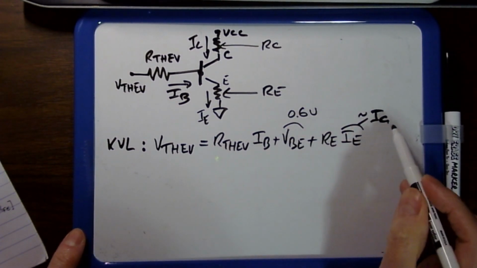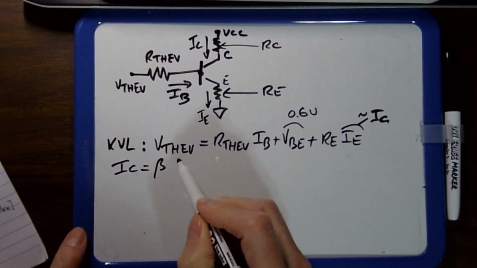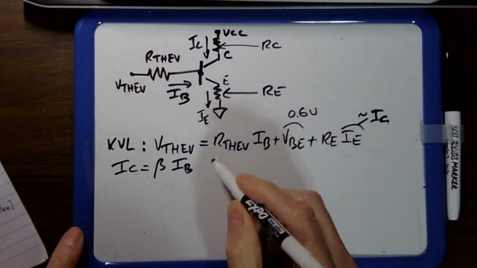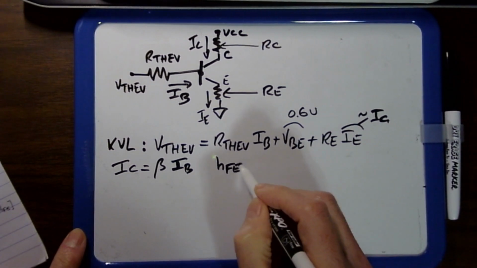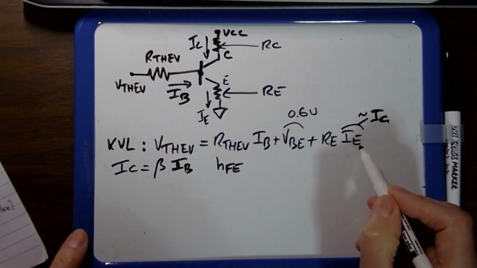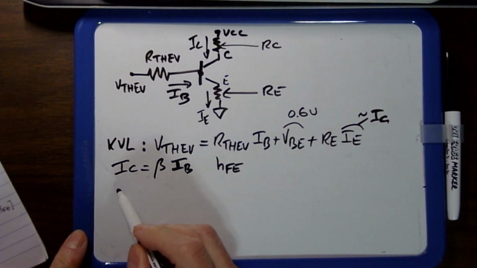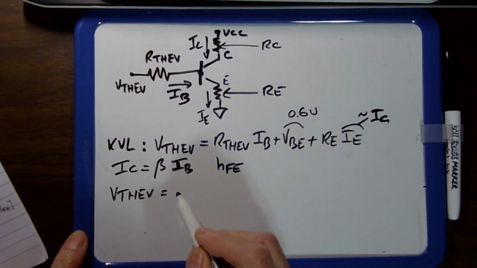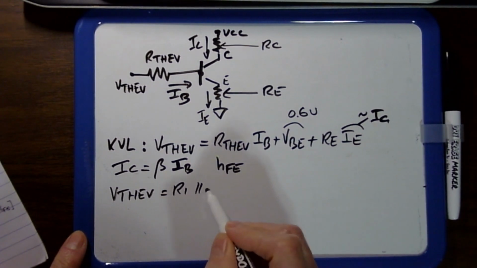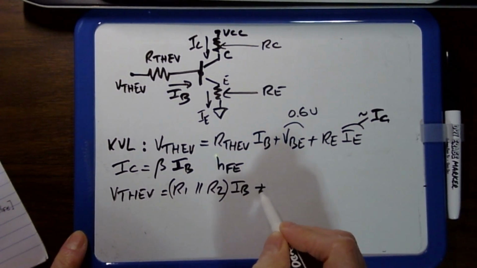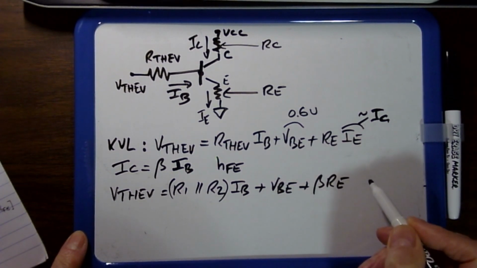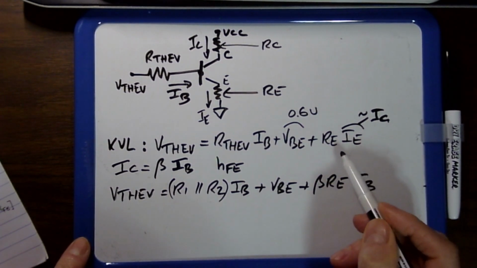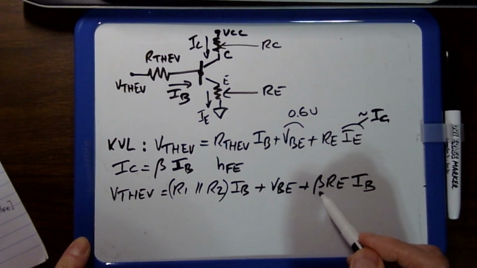So IE equals IC, and IC equals beta times IB. Beta is also called HFE. So IC equals beta IB. So this is beta IB over there. So it gives you VTEV, where RTEV is R1 in parallel with R2, times IB, plus the VBE, plus beta RE IB. RE and IE is equal to IC, and IC is equal to beta IB.